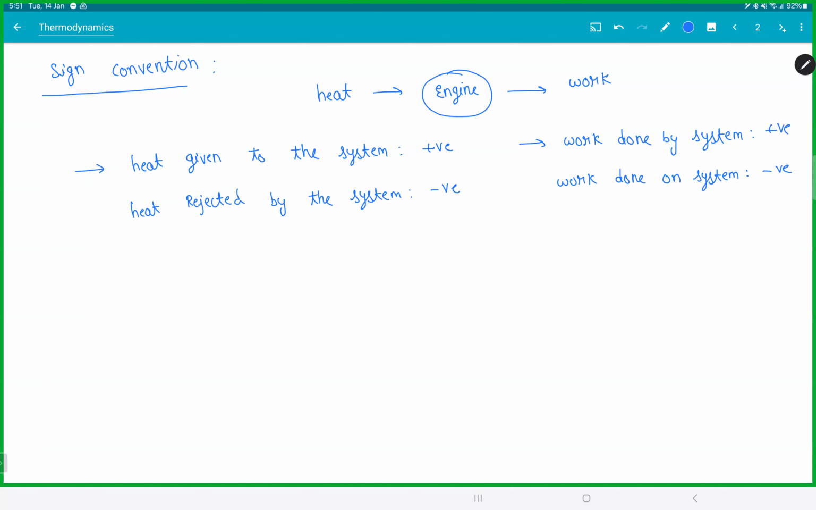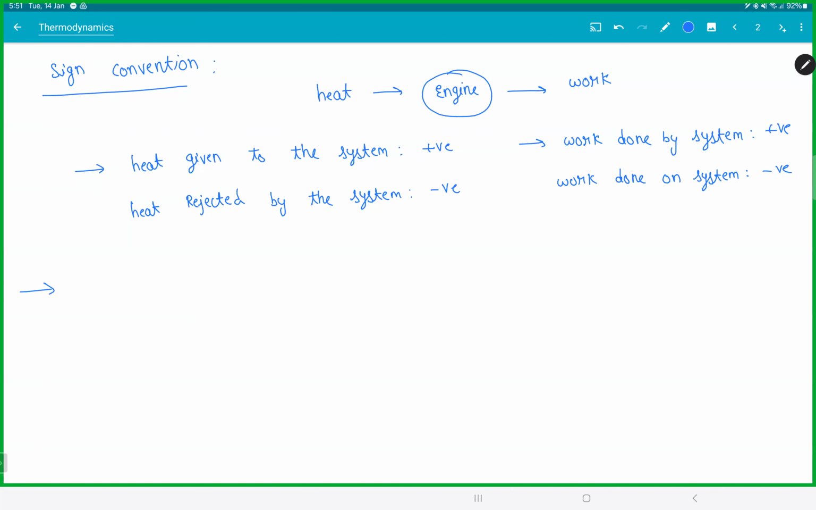Same way in chemistry, what was more useful? Heat was more useful, exothermic or endothermic, so we take that to be positive or negative. Whereas in physics, what is useful is work done for us, so we are more interested in that. Getting it? So be careful with that convention.